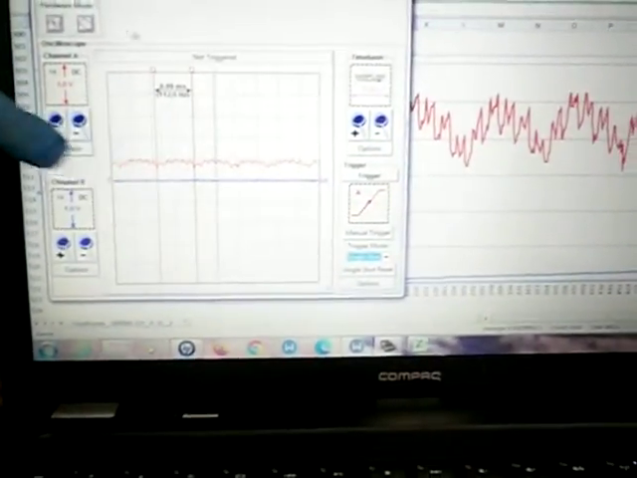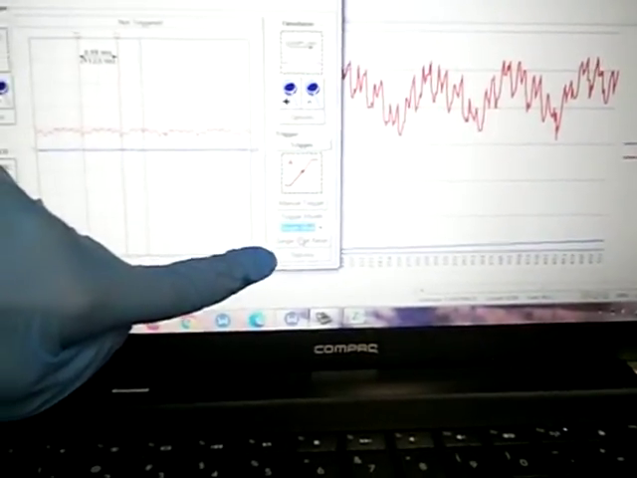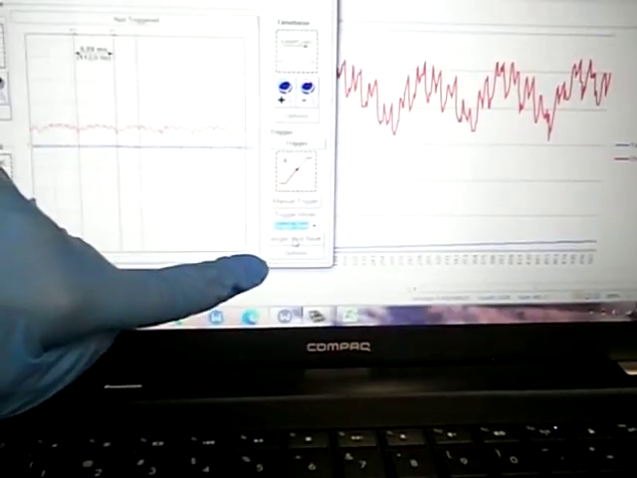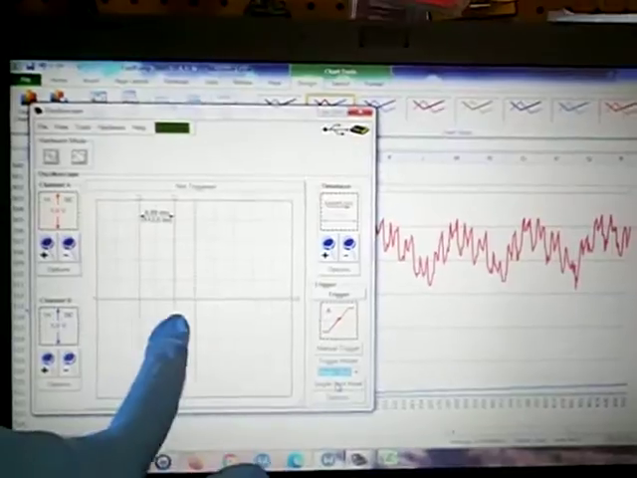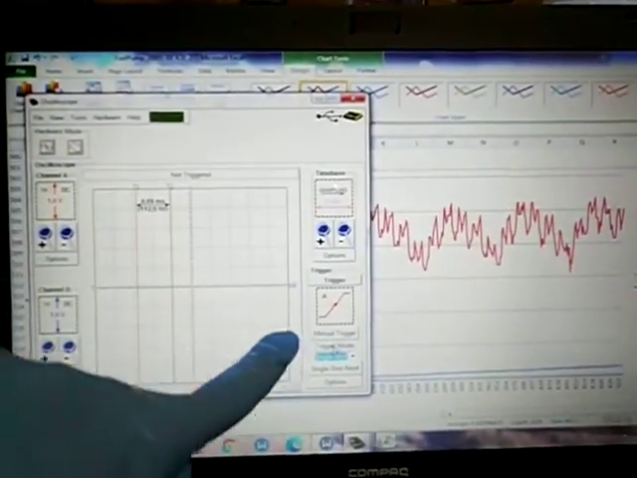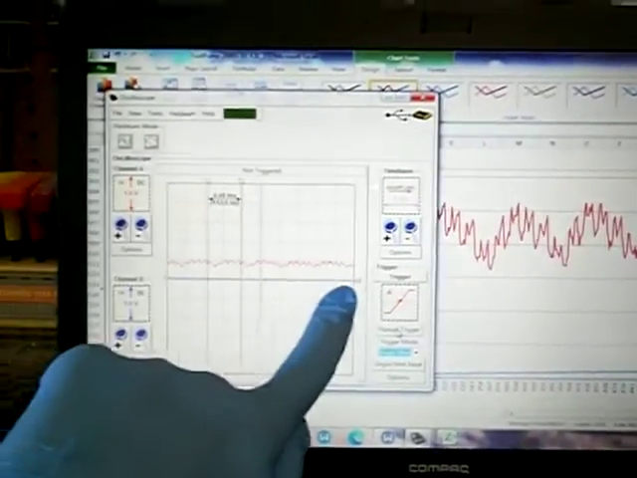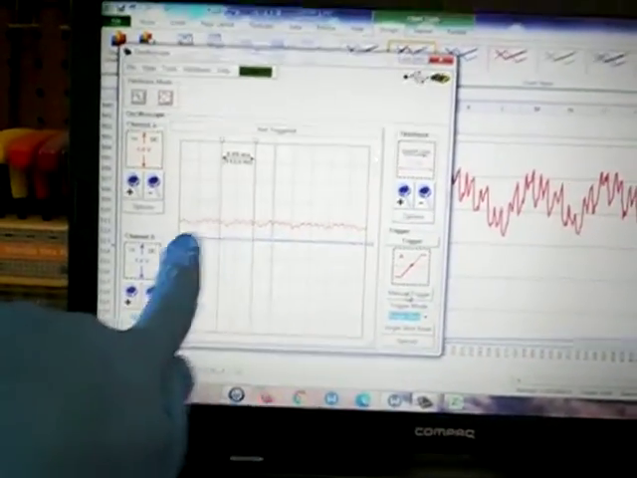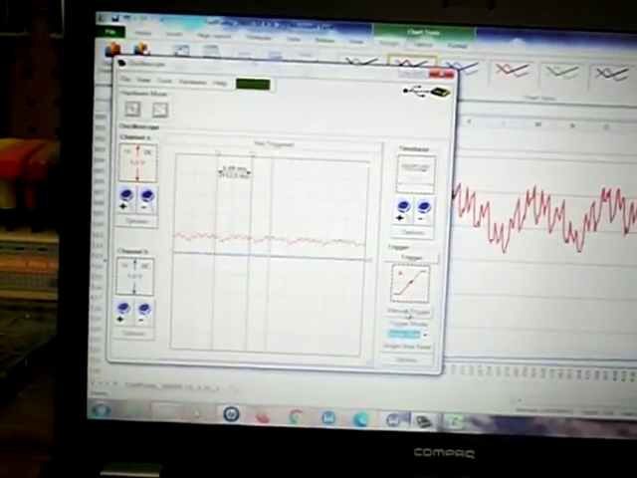Now, once you have a waveform, if we come down here, I'm going to do single shot reset. So I'm going to reset that so our waveform that we had on there disappeared. And now I'm going to hit this manual trigger right here. Okay, there's our single shot of a 50 millisecond waveform.